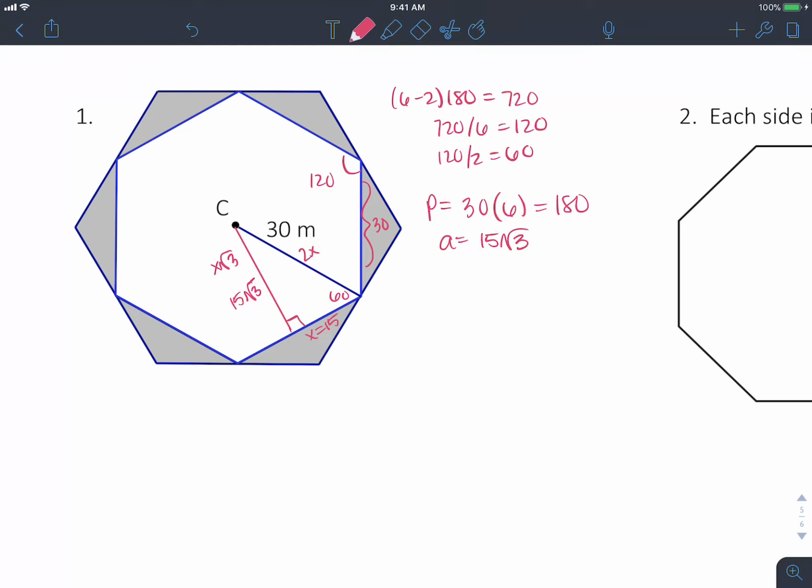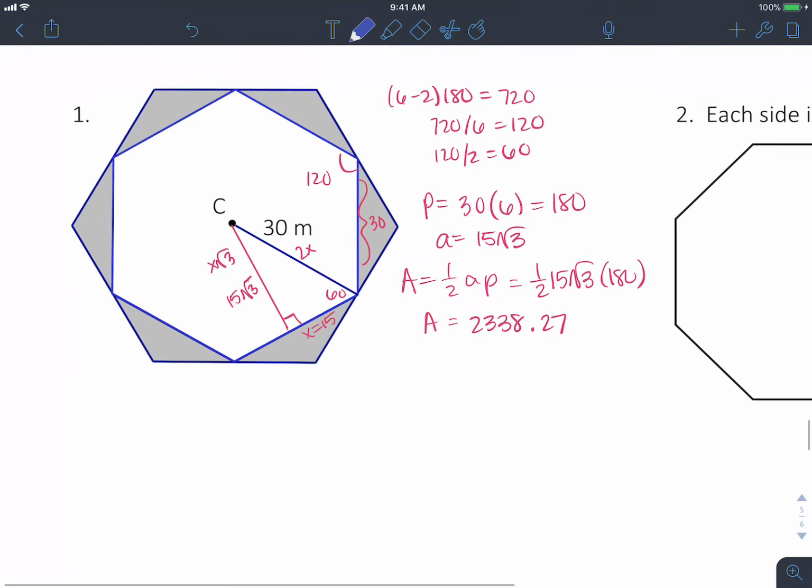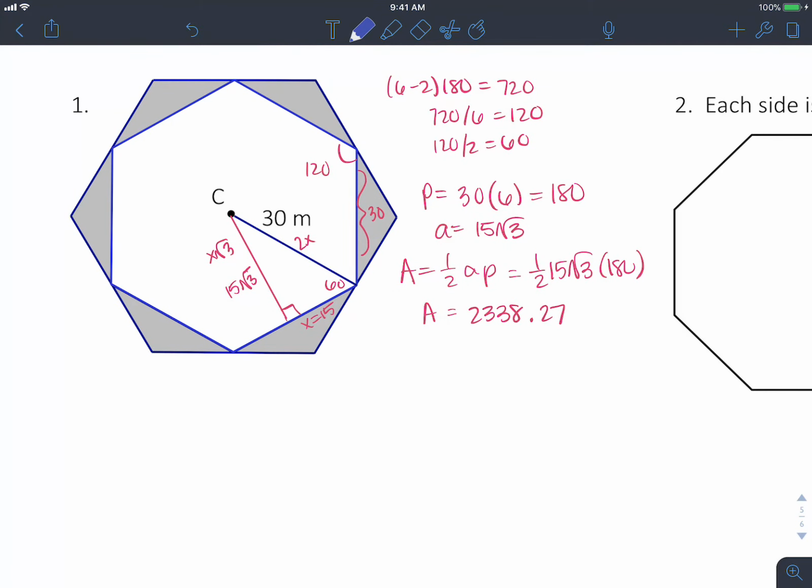So then the next step is going to be area equals 1/2 apothem times perimeter. So 1/2 times 15 root 3 times 180. So the area of our small one is going to be 2,338.27. So that is it for the small one. Now I'm going to do the big one in this darker color.